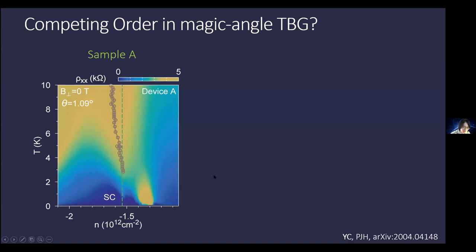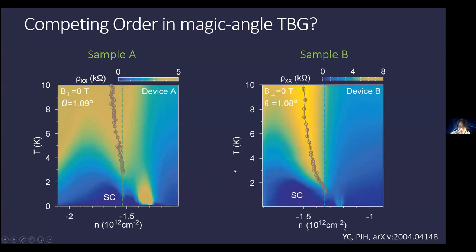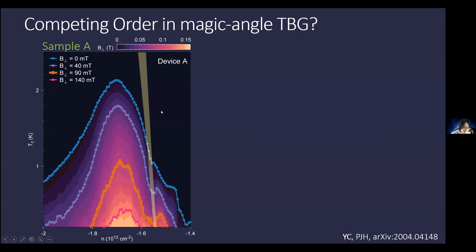But we think that's not the case because we see this repeatedly in a different sample. Actually, now we have seen this in a third sample, and it seems to be only happening near this twist angle of about 1.09, 1.07. So we think this is something intrinsic to the sample. And we can see that the competing feature, which we call a wedge-like feature, fully suppresses the superconductivity when we assist it with a little bit of out-of-plane magnetic field.